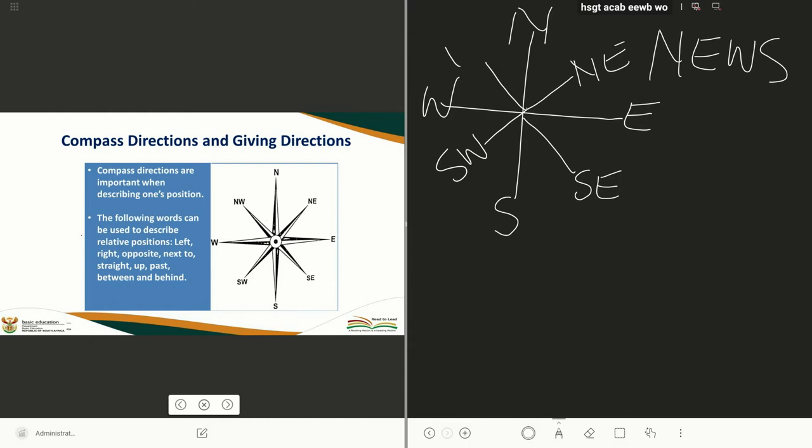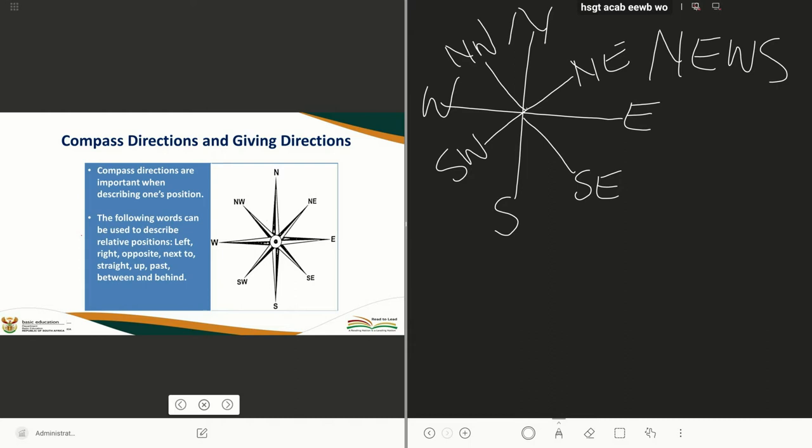Guys, please take note that we do not have east-south. It must be southeast. It is southwest, it is northwest, not west-north. That is also another mistake that is committed by learners in the exams.